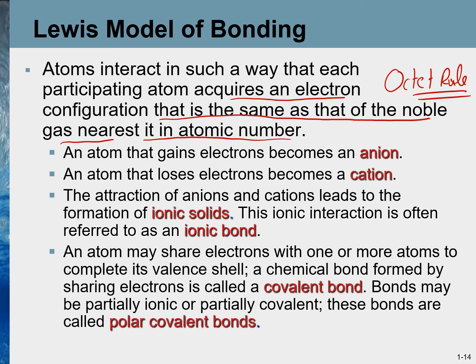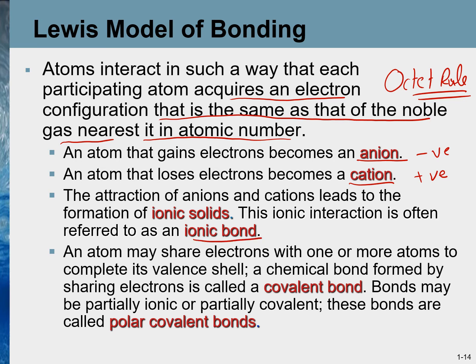Atoms acquire completed valence shells in two ways. An atom may lose or gain electrons to complete its octet. An atom which gains electrons becomes an anion, and an atom which loses electrons becomes a cation. Anions have negative charge and cations have positive charge. A positively charged ion and a negatively charged ion attract each other. This attraction can lead to the formation of ionic crystals such as sodium chloride. This ionic interaction is known as ionic bond.